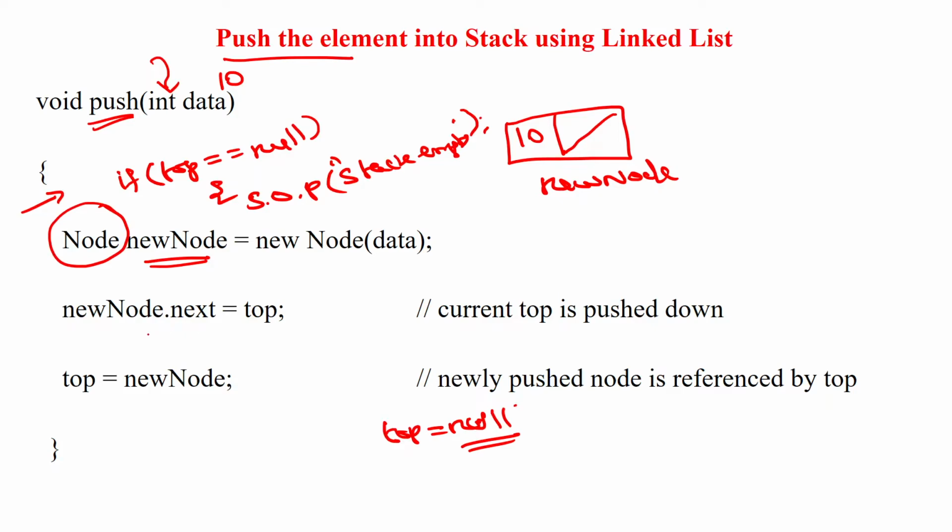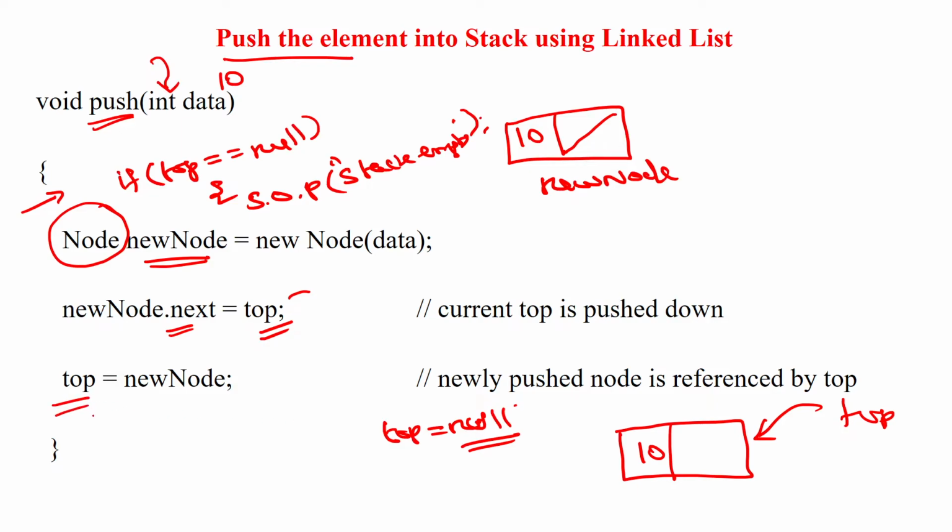So now new node dot next will be the top. Top is assigned to new node dot next, so the top, which is null here, is assigned to the new node dot next of node 10. Then top equals new node. The newly pushed node is now referenced by the top.